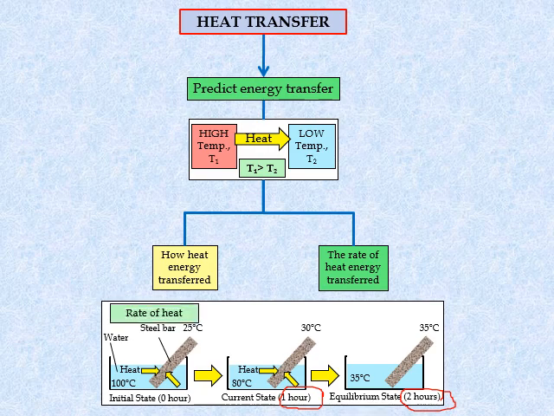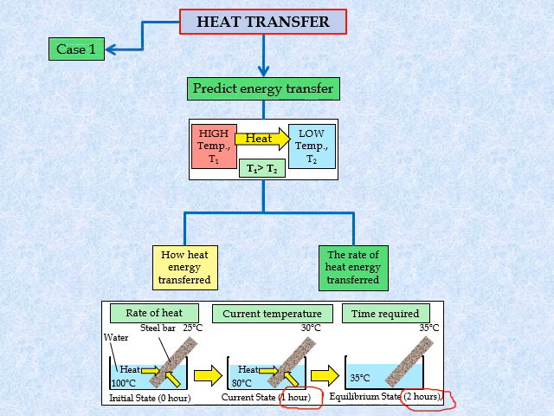In this case, we are interested in the rate of heat. The rate of heat is the amount of heat transferred per unit time, and also the time required to transfer heat from the water to the steel bar. So there are three things we are interested in the heat transfer analysis: the rate of heat transfer, the current temperature, and the time required to achieve the equilibrium state, or for the heat to be transferred from one body to another.